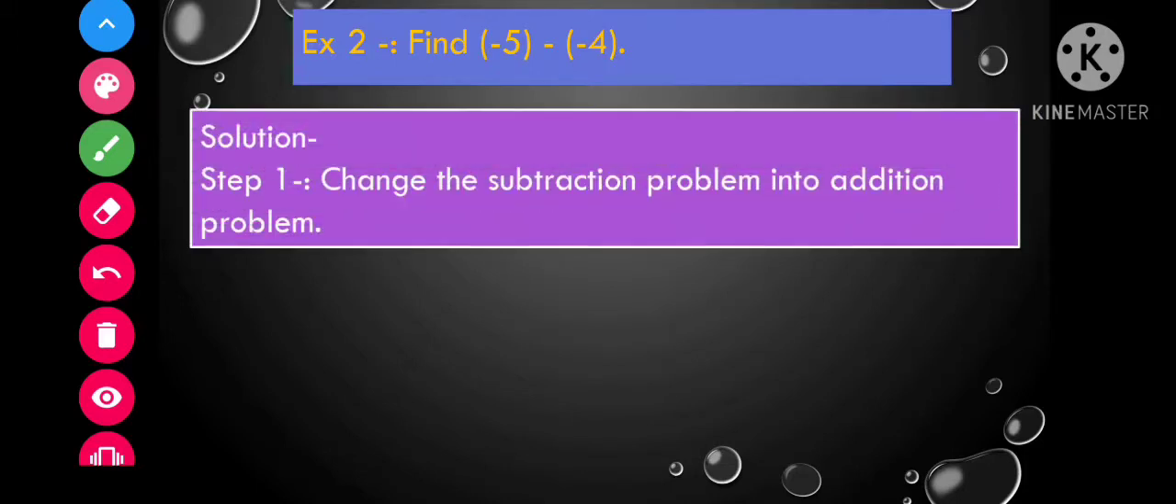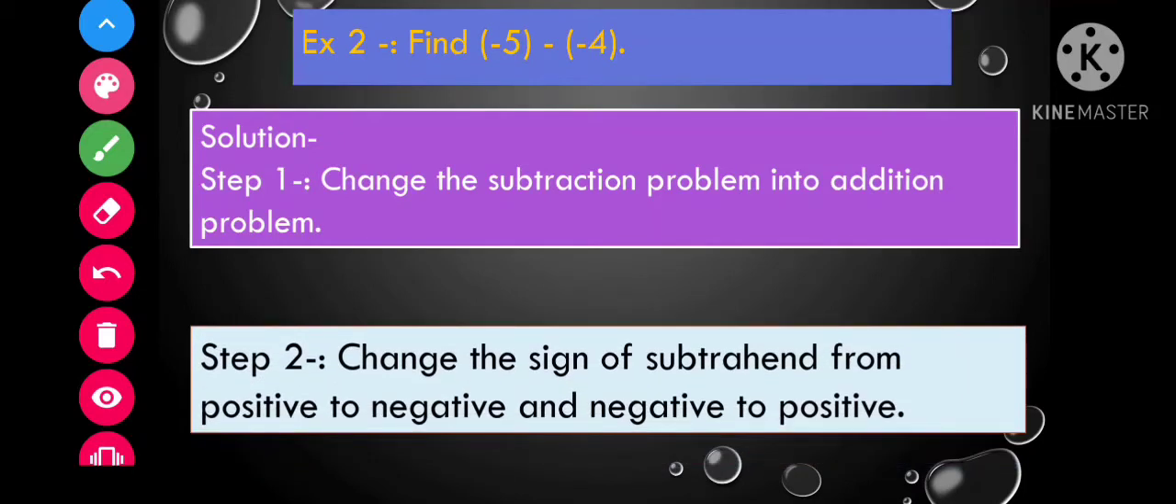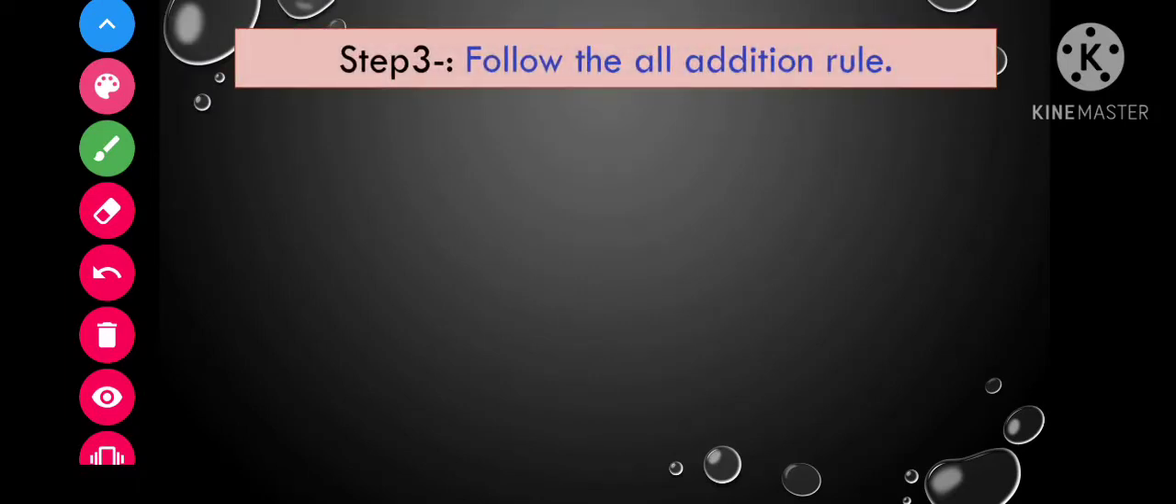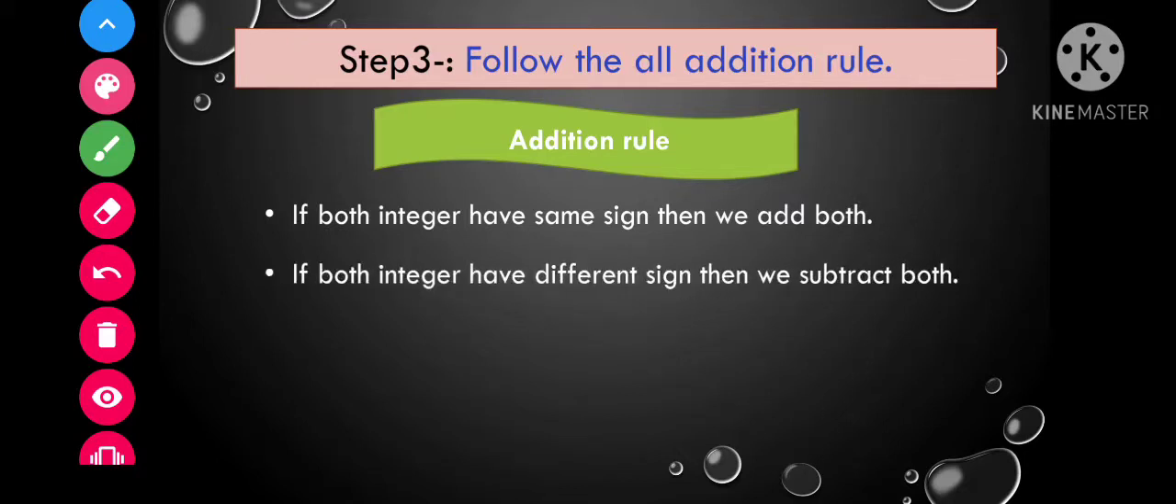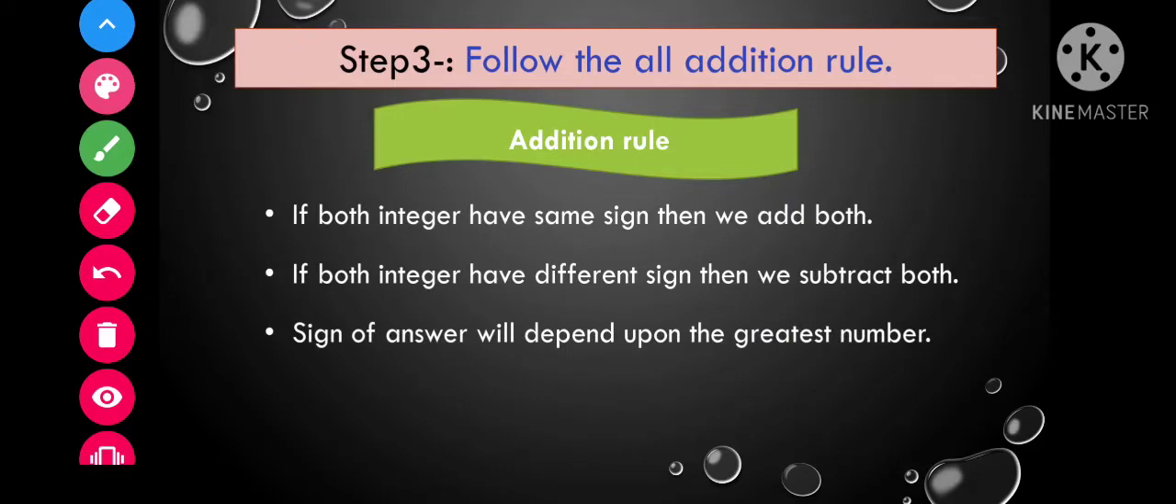Here is example number 2. Find minus 5 minus minus 4. So firstly change the subtraction problem into an addition problem, then change the sign of the subtrahend from positive to negative and negative to positive, then follow the addition rule. What is the addition rule? First rule is, if both integers have the same sign, then we add both, and if both integers have different signs, then we subtract both, and lastly, the sign of the answer will depend upon the greatest number.